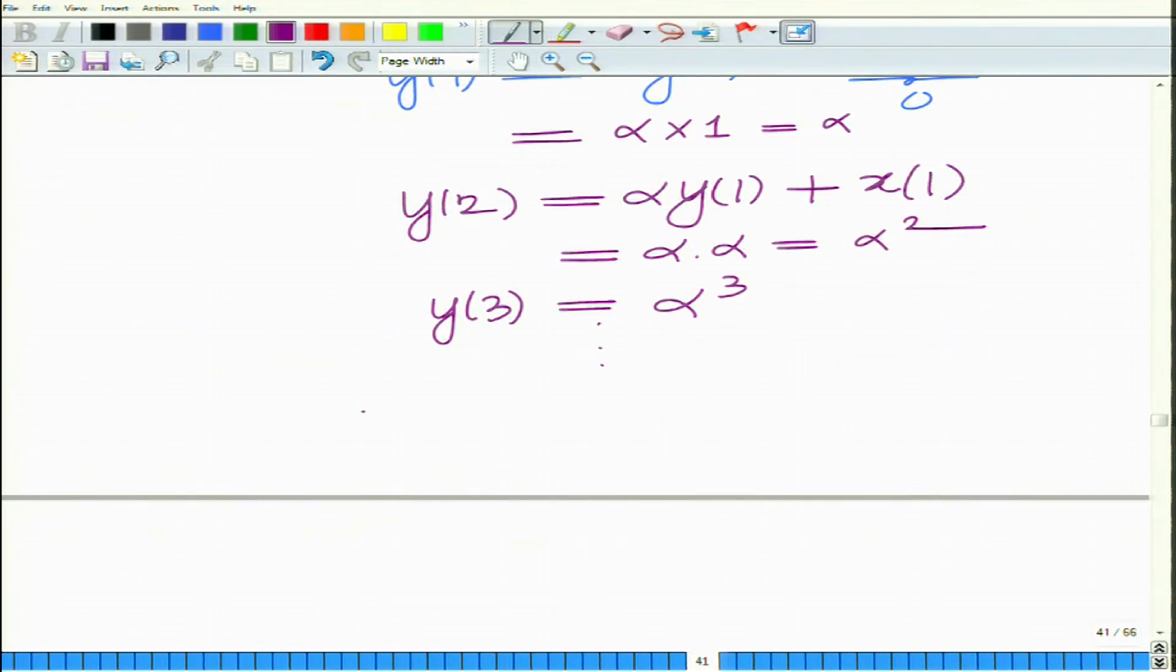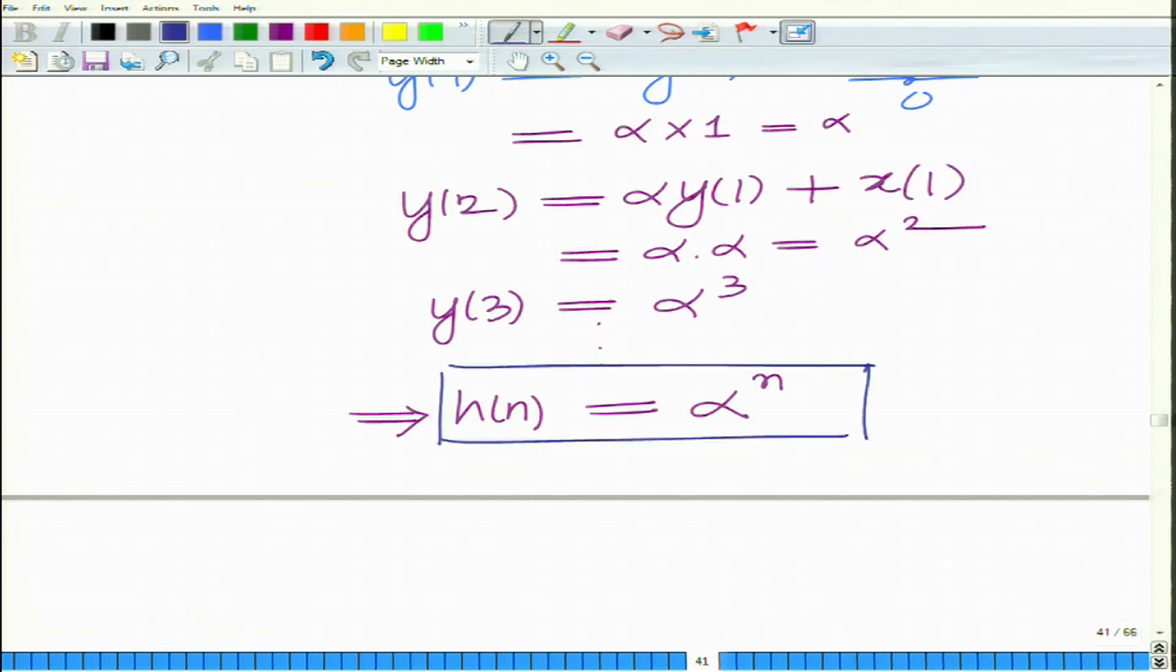So, the output y of n for this system with initial rest, because this is the response to the unit impulse, is alpha raised to the power of n. This is the impulse response of the system described by the difference equation.